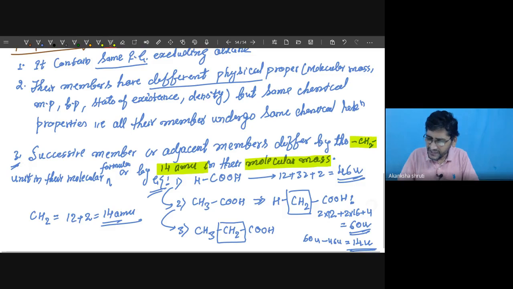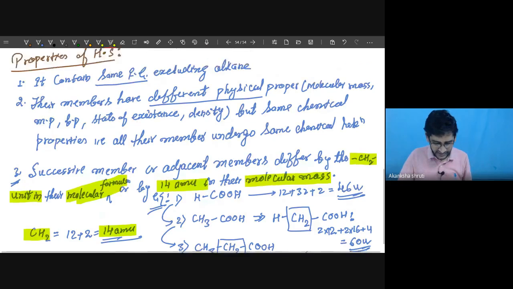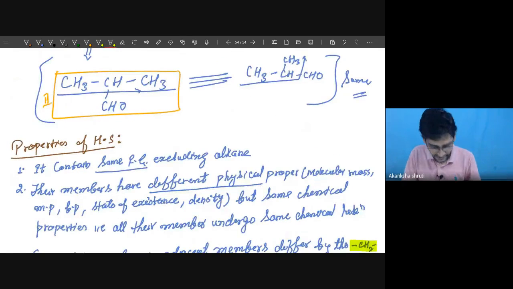This was all. These are the 3 important properties. So their molecular formula differs by CH2, but molecular mass differs by 14, because this CH2 unit has the mass 14, and we had also calculated this. These are the 3 important properties. Now let us stop the class here.